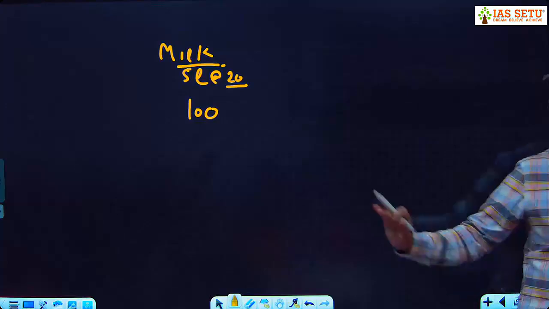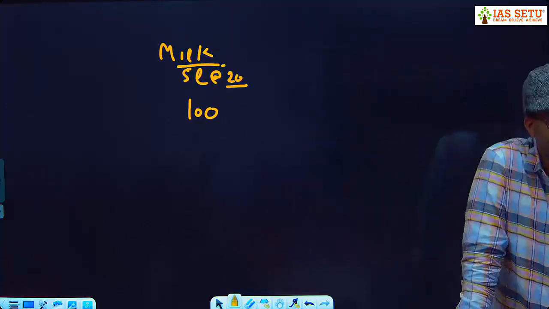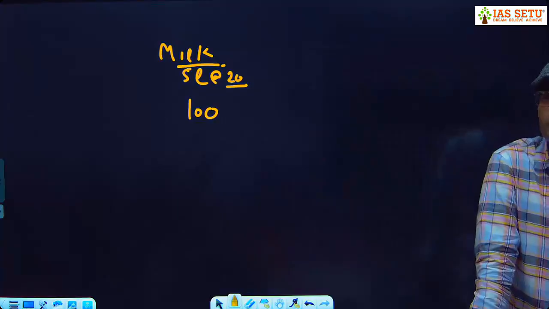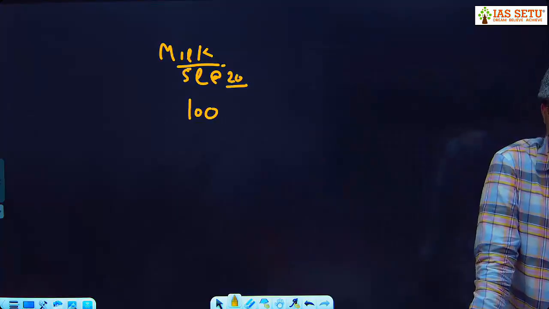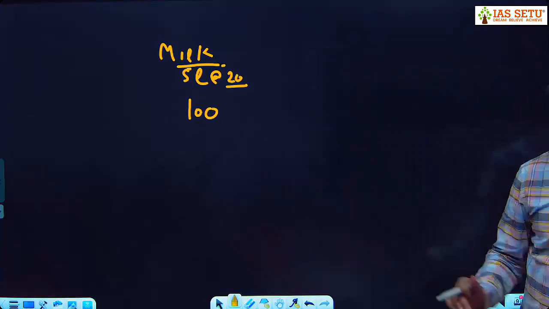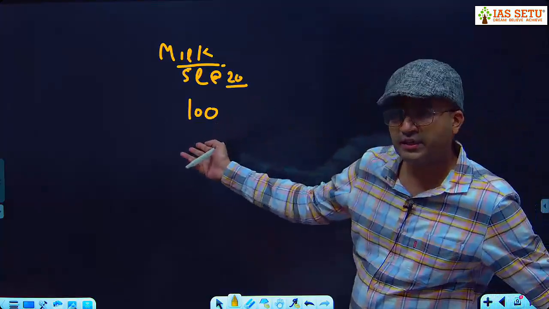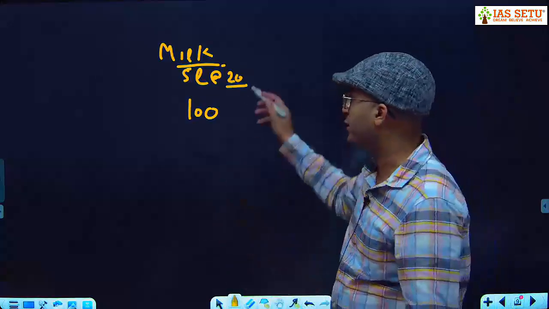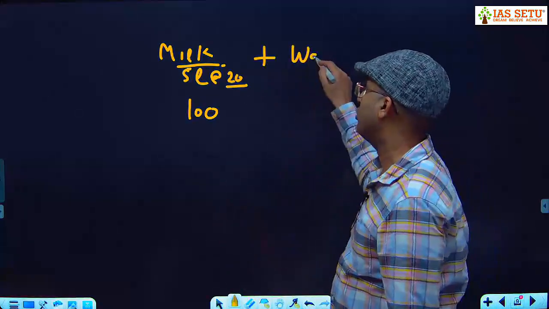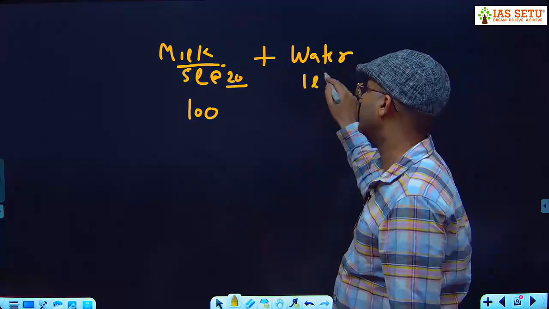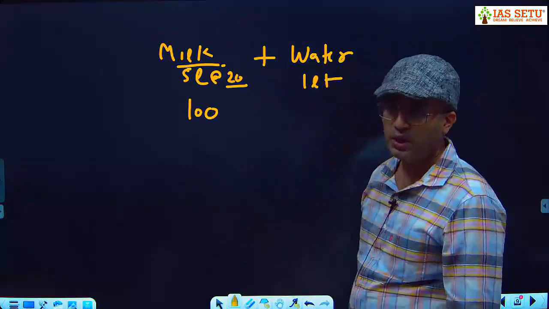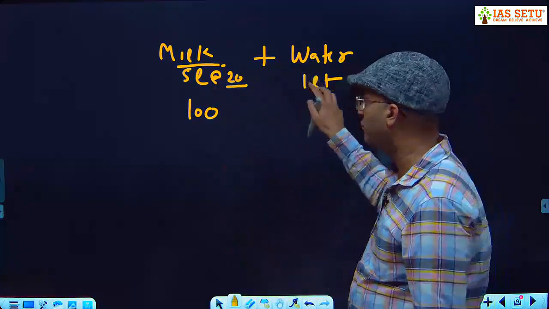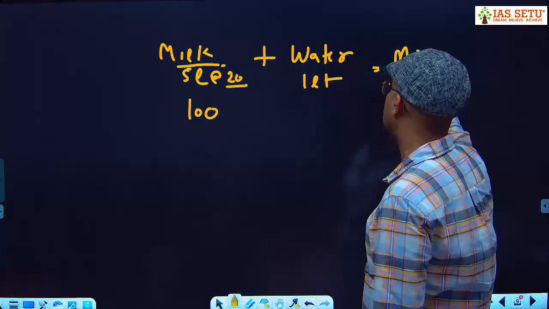Now the point is, government has fixed the price. Either I purchase or sell, price is ₹20 per liter. Price fix कर दिया government. So here, if I sell 5 liters at the rate of 20, I will not get any profit. But what I will do to make profit, I do adulteration. I add water, 1 liter, for example. So what will happen? 5 liter milk, 1 liter water. What is this total mixture? 6 liter.